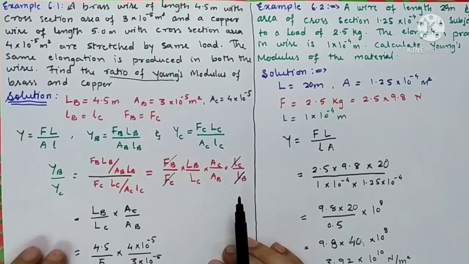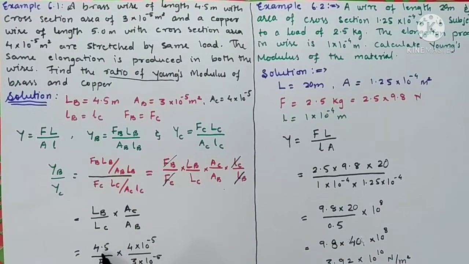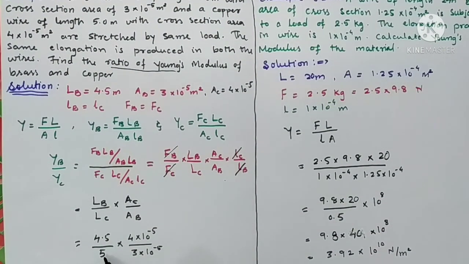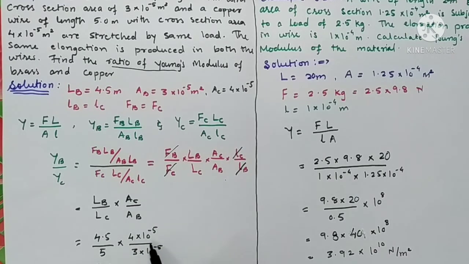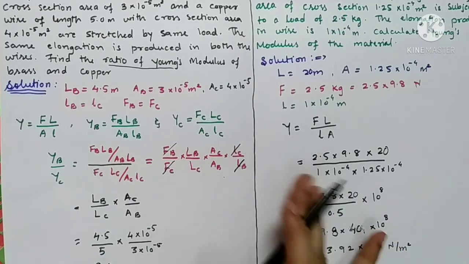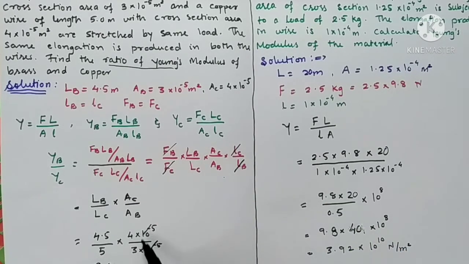So just substitute the values: LB is 4.5, LC is 5, AC is 4 into 10 raised to minus 5, and AB is 3 into 10 raised to minus 5. The 10 raised to minus 5 terms get cancelled. 4 into 4.5 will become 18, 5 into 3 will become 15, and 18 divided by 15 is 1.2.